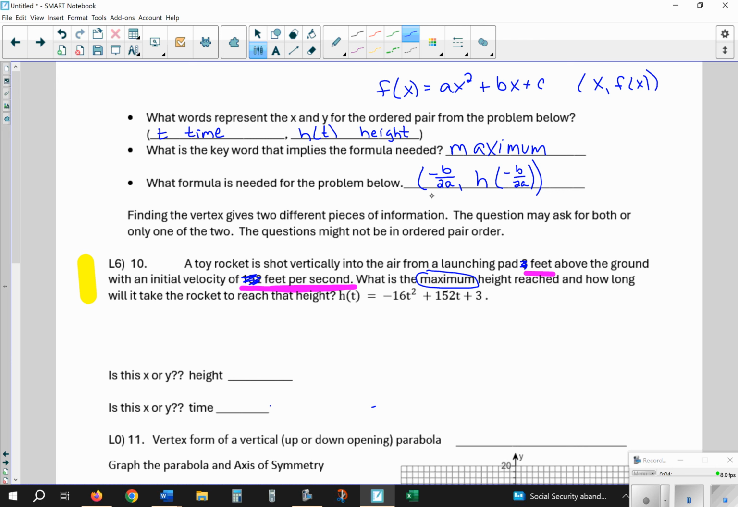So, ordered pair-wise, opposite of b over 2a says find the x, and plug it back into the function. The function name was h, to get the y value. So knowing that my height is talking about the y value and that my time is talking about the x value, that's how I know which answer goes where. And then, of course, knowing the units that imply height and the units that imply time go with those answers.